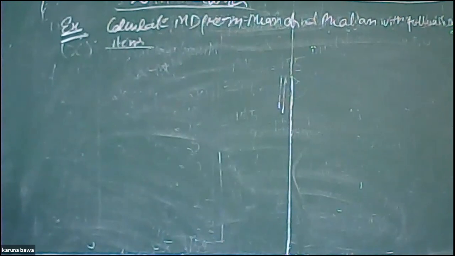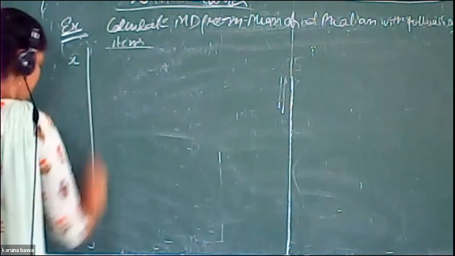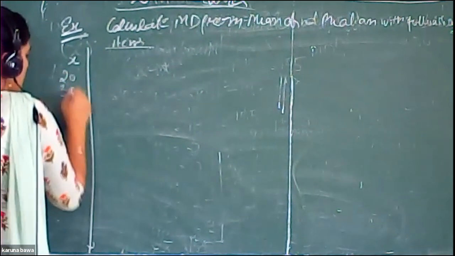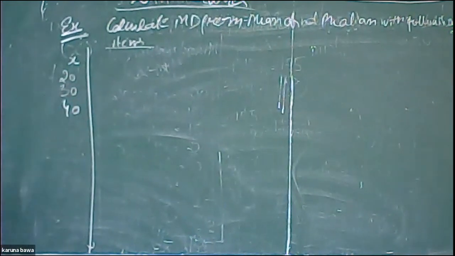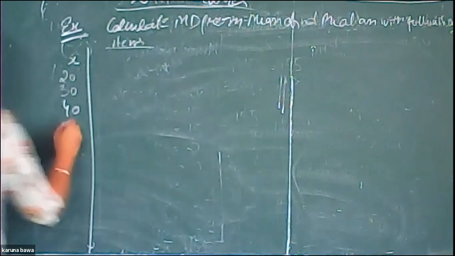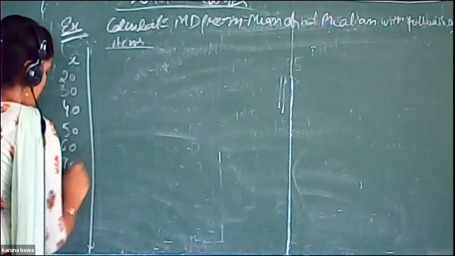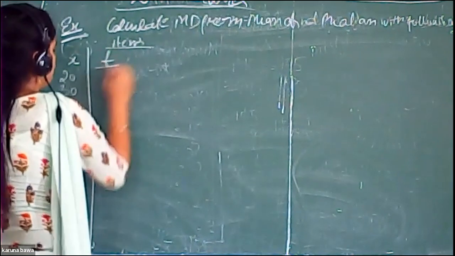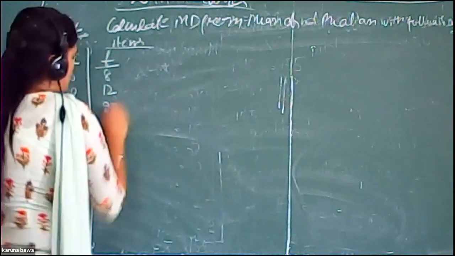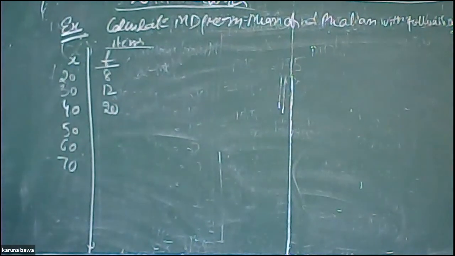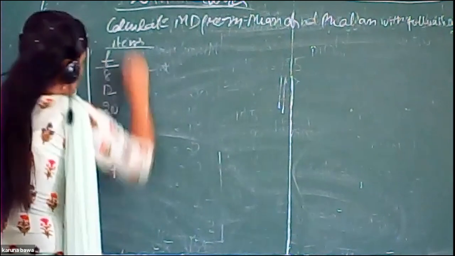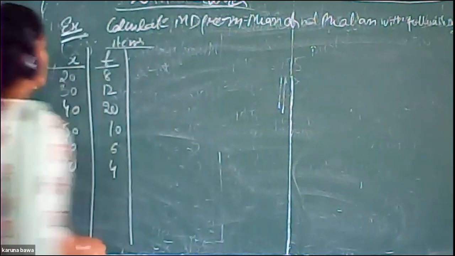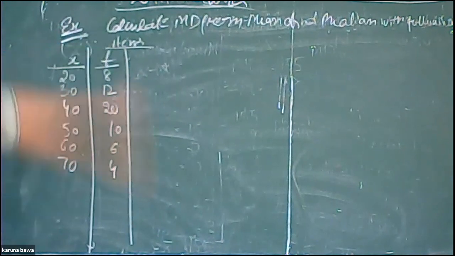And the values of the X series are 20, 30, 40, 50, 60, and 70. And the frequencies are 8, 12, 20, 10, 6, and 4. This is the frequency. Basically, we use frequency in the discrete case.